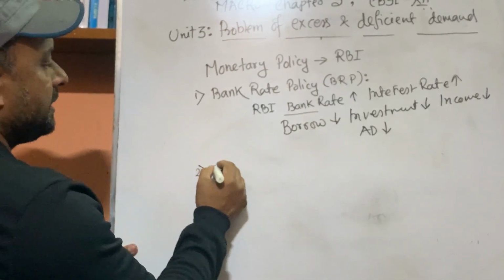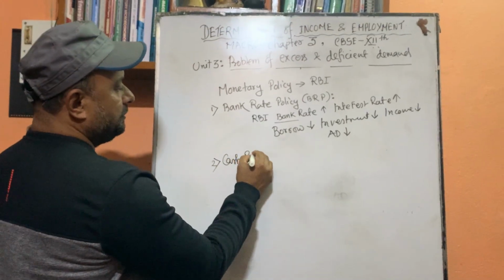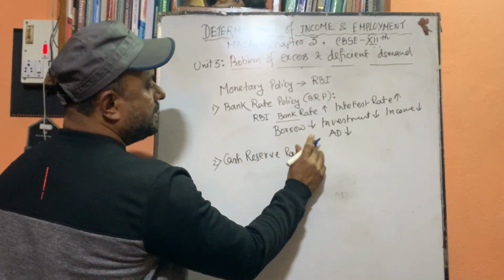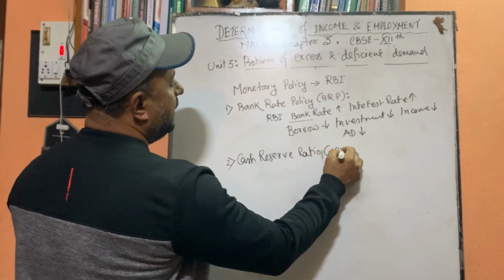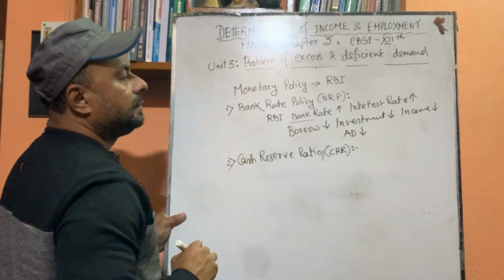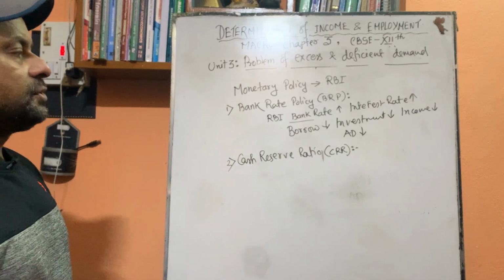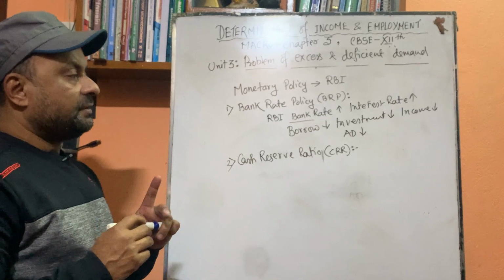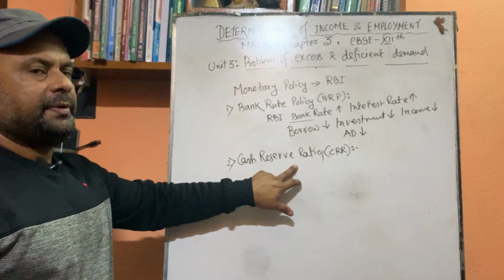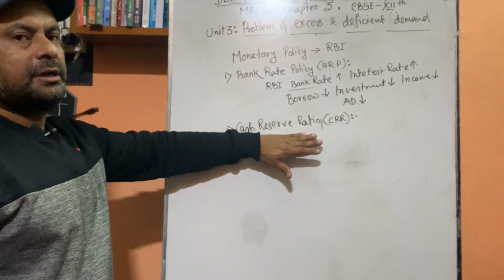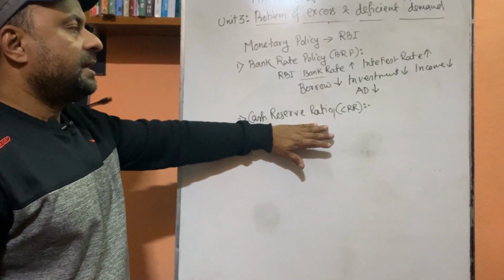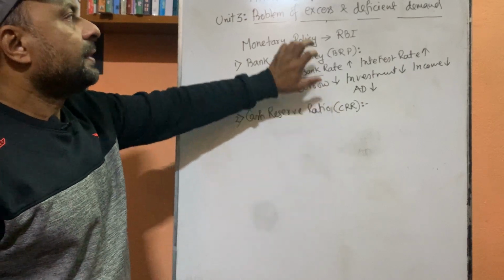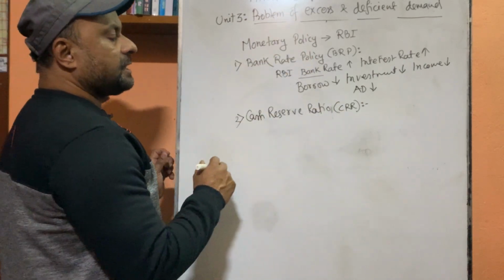Second instrument is cash reserve ratio, CRR. Cash reserve ratio is what? Every commercial bank has to maintain a certain amount of reserve with the central bank. This is the cash reserve ratio, CRR. It is mandatory for every commercial bank to keep a certain amount of its cash with the central bank. This is called CRR. Now to correct the excess demand situation, what does the central bank do?